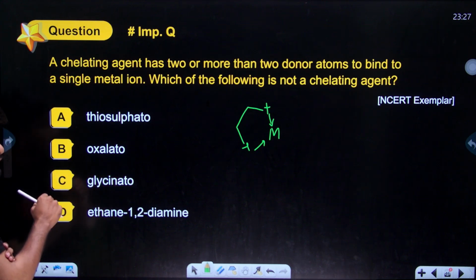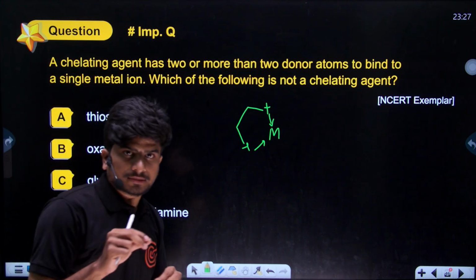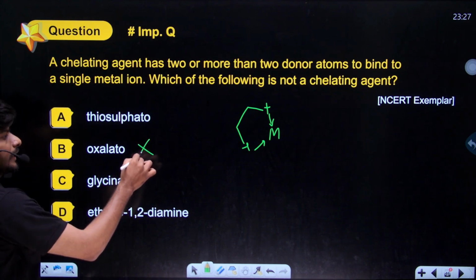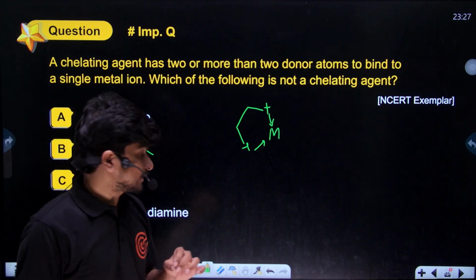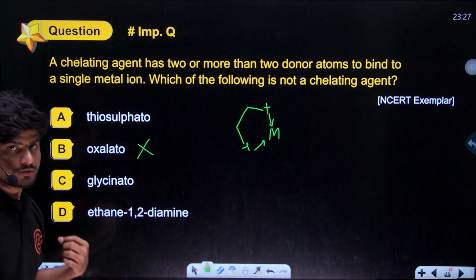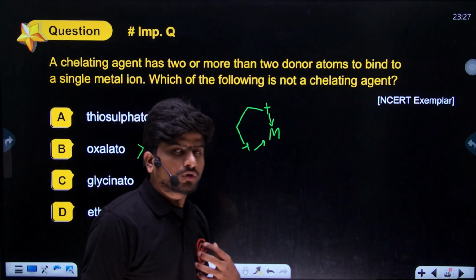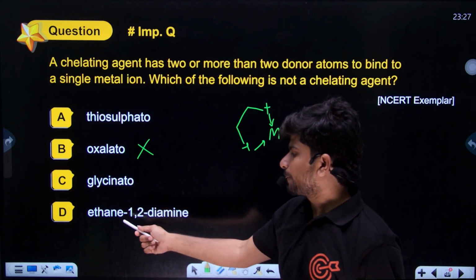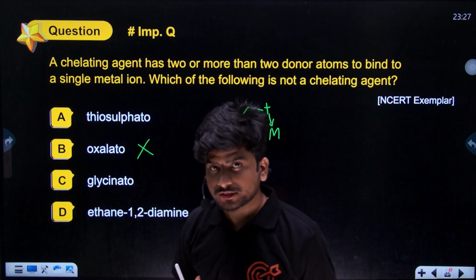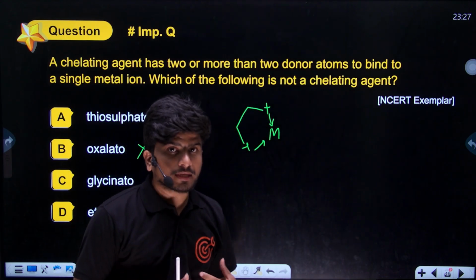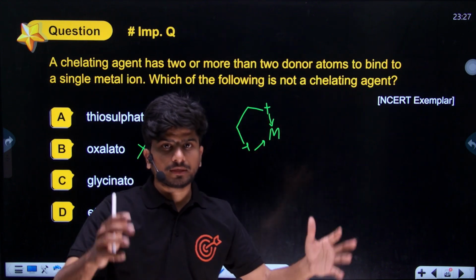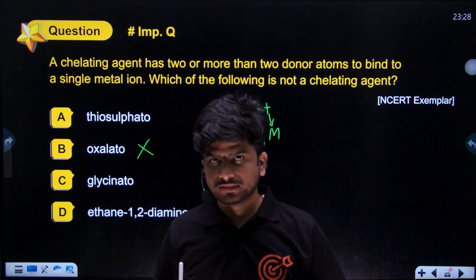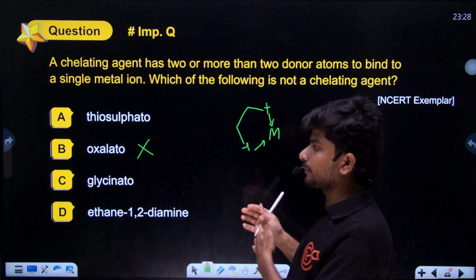So oxalato has COO minus bonded with COO minus. So you have two oxygens here which are donor ligands. So this is not the answer. Next, we have discussed glycinato in our previous class. If you don't understand these oxalato, glycinato, ethane-1,2-diamine, how these structures will be, how they donate and make a bond, how they act as ligands, all these things were discussed in our previous class. So please go through them and come back to this topic again.